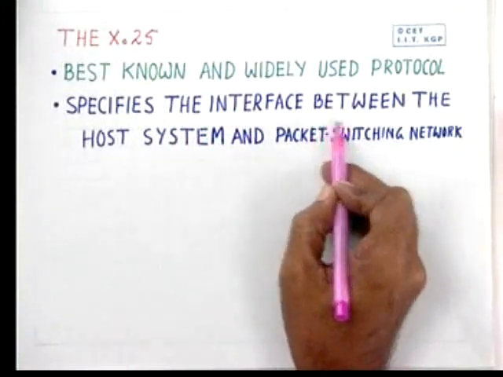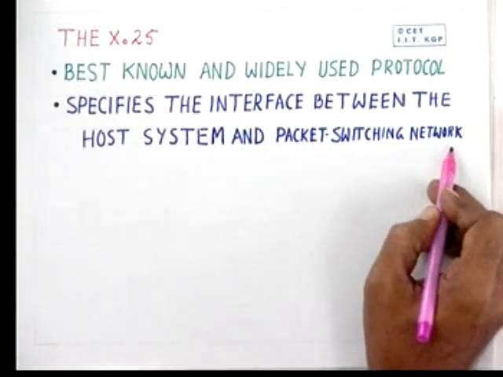Now let us consider a popular protocol known as X.25. It is the best known and widely used protocol, and it is used for interfacing to a packet switch network. That means a user node can interface to a packet switch network using this X.25 protocol. Let us see the basic features of it. So it specifies the interface between the host system and the packet switching network.